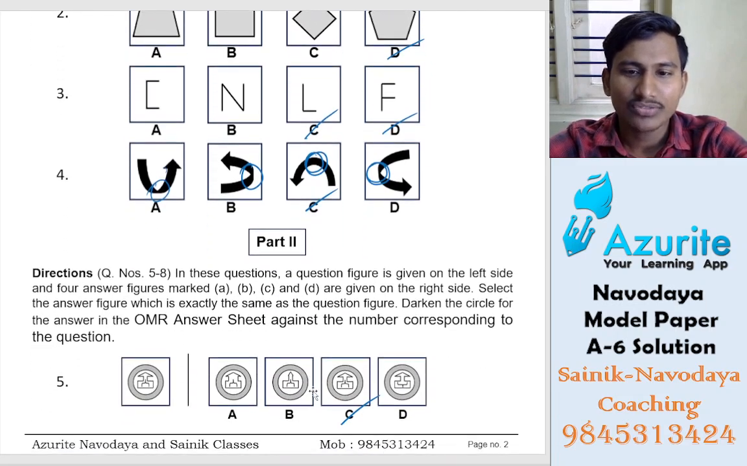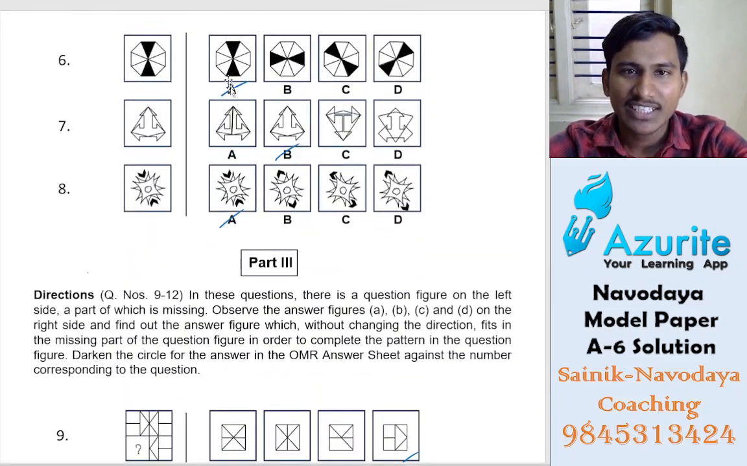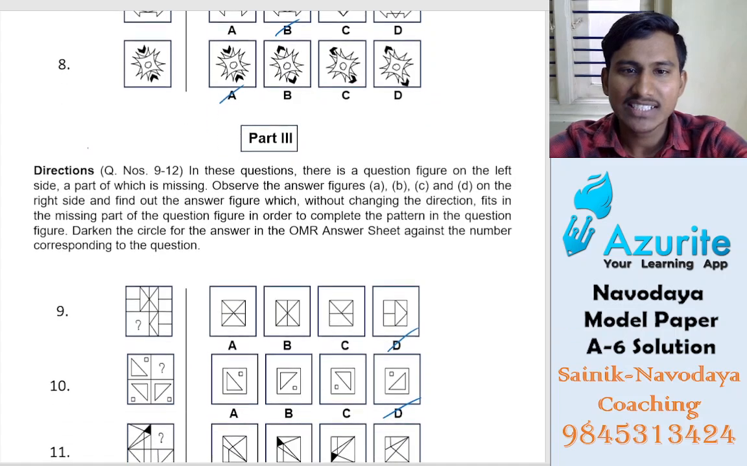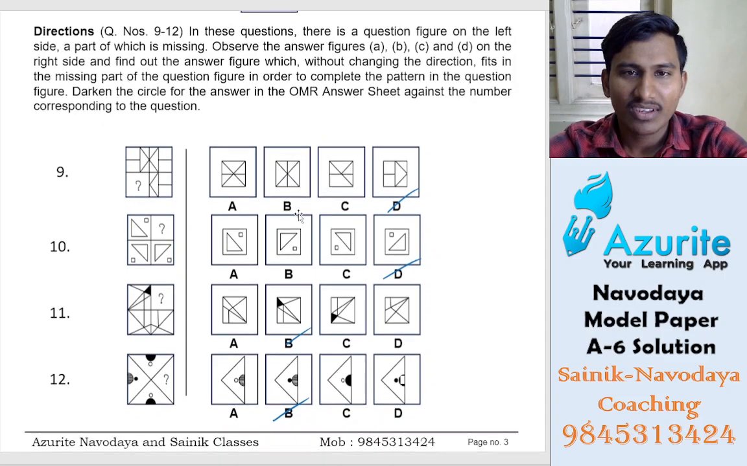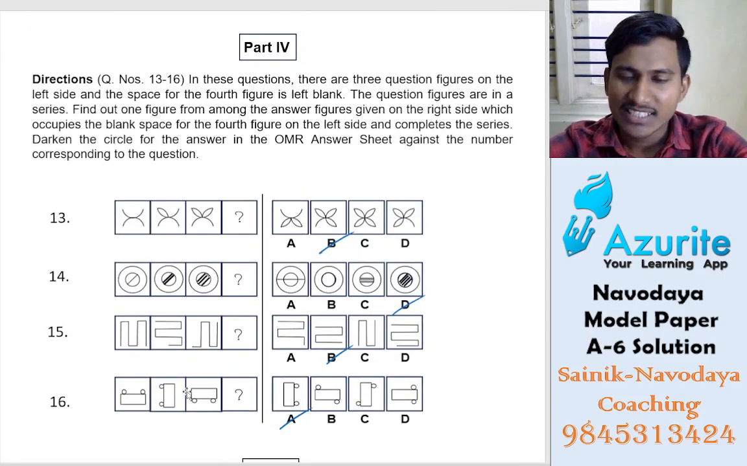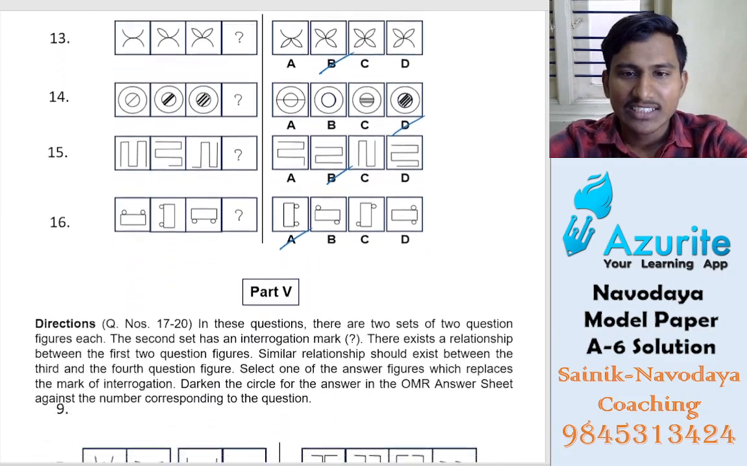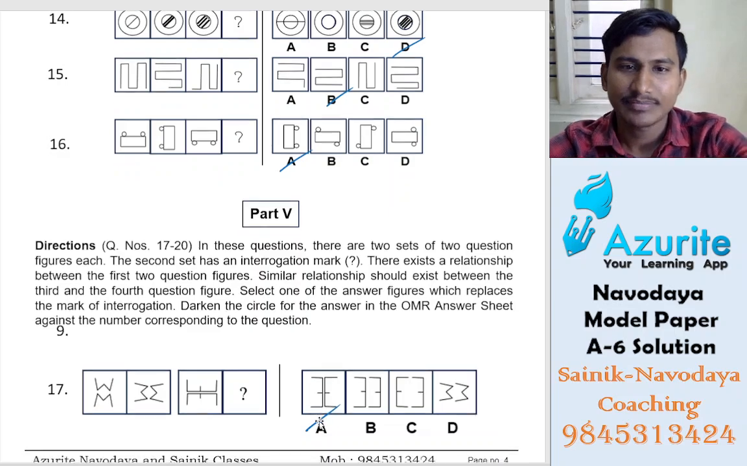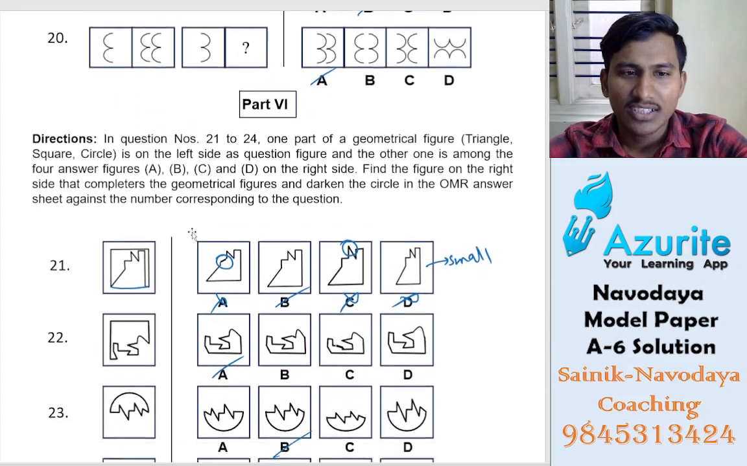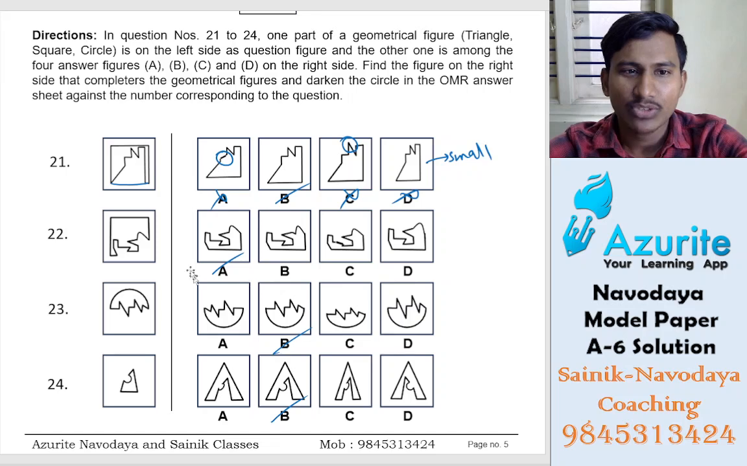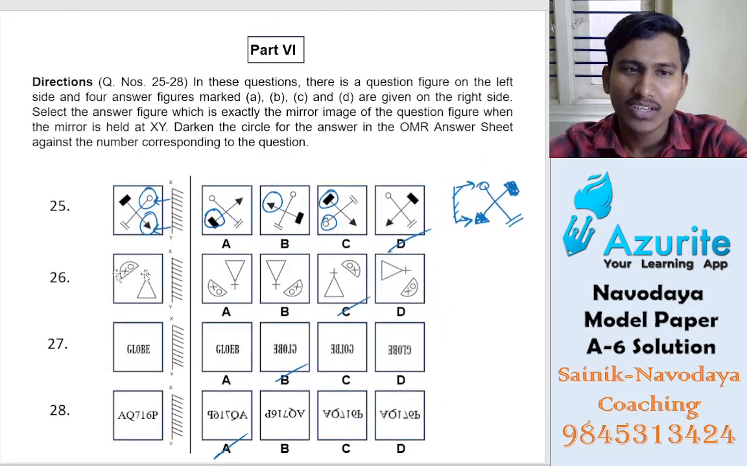So these are the answers for 5th, 6th, 7th, 8th. Next are the 9, 10, 11 and 12 answers. 13, 14, 15, 16 answers. Next is the 17 answer. 18, 19, 20 answers. Then 21 is B, 22 is A, 23 is B, 24 is B. 25 is D, next 26, 27, 28.